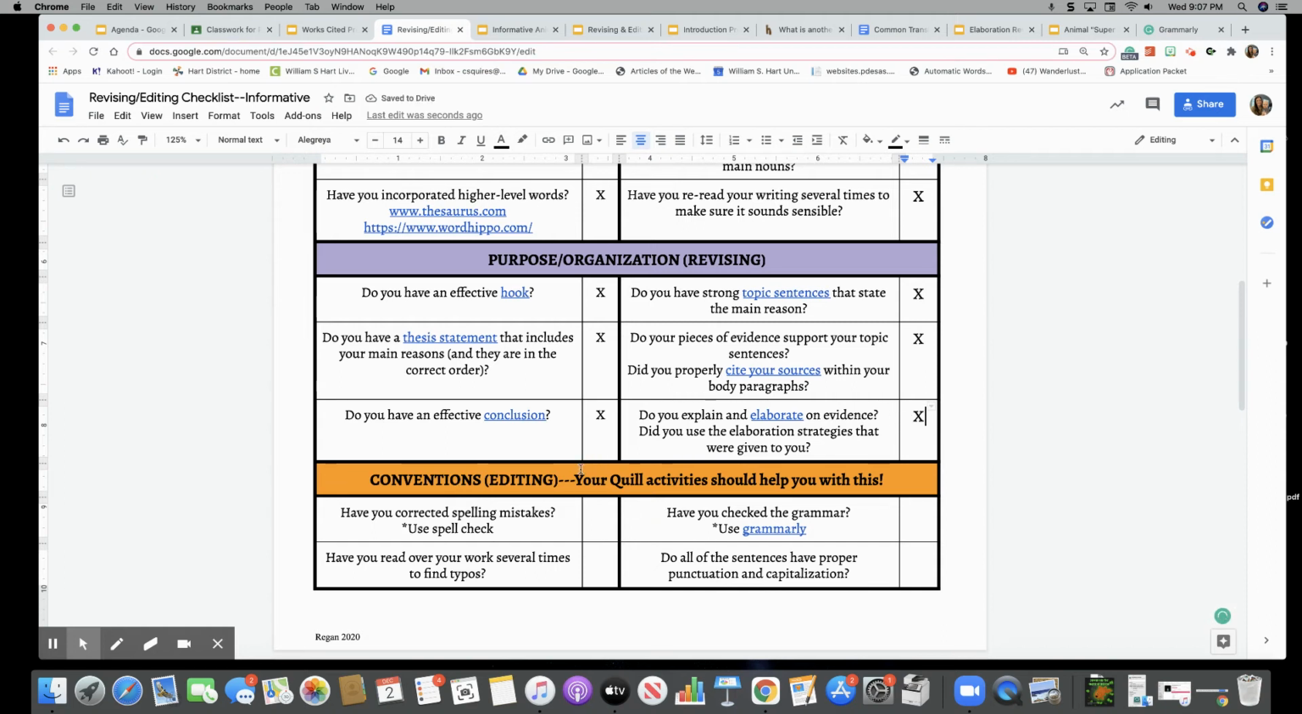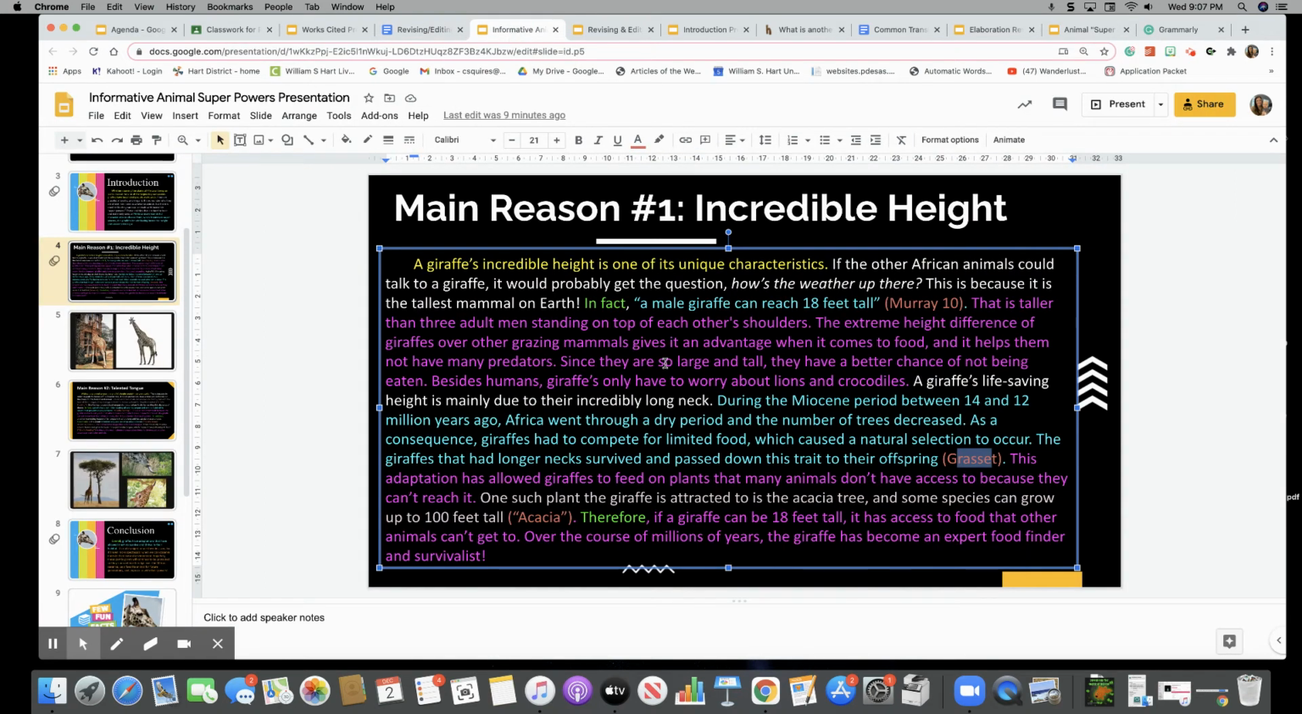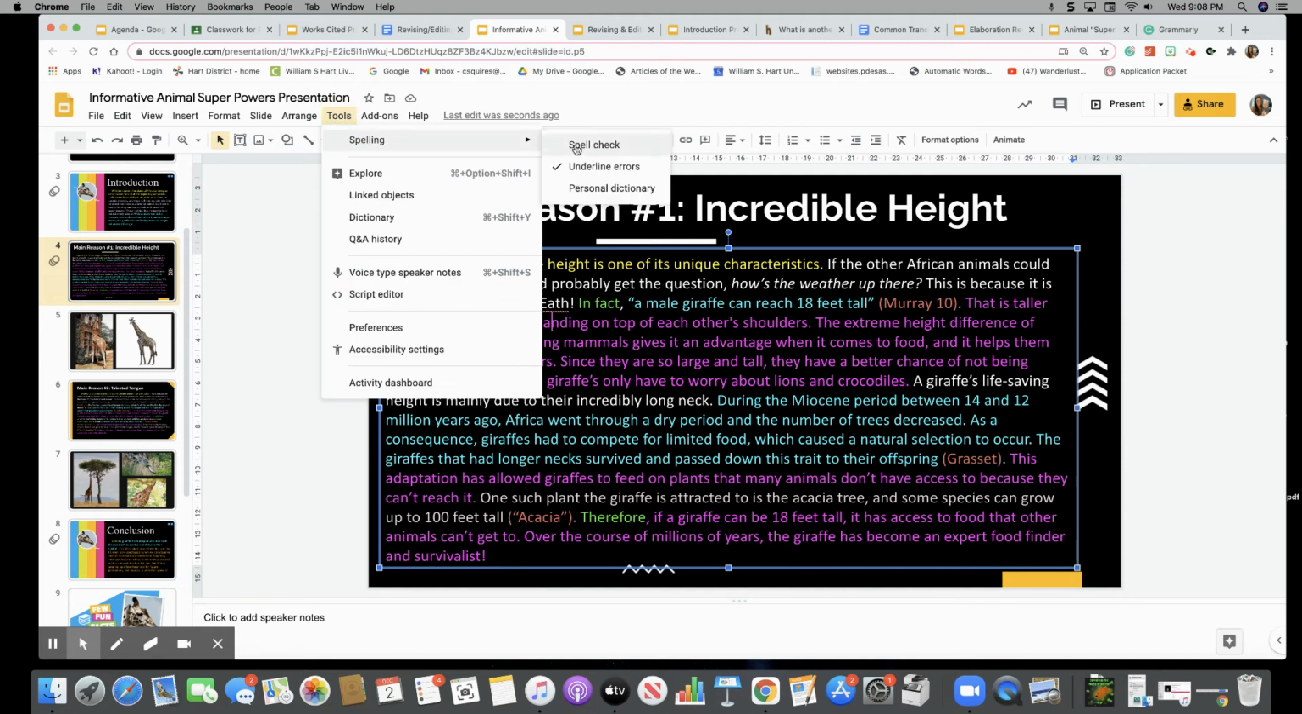And then lastly, using those Quill activities to help you with your conventions. Have you corrected spelling mistakes? Use spell check. So when you're taking a look at your body paragraphs, now I don't have anything misspelled because I've already edited my writing, but let's say I was typing too quickly and I misspelled giraffe or I misspelled earth, okay? If you guys have anything underlined in red and it's not because the computer doesn't recognize it, you would want to go up to tools and go to spelling and make sure that you have underline errors checked.